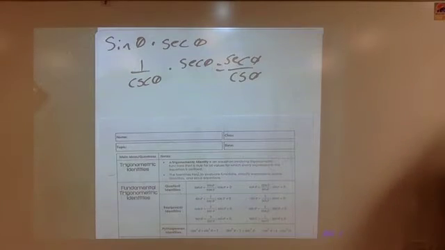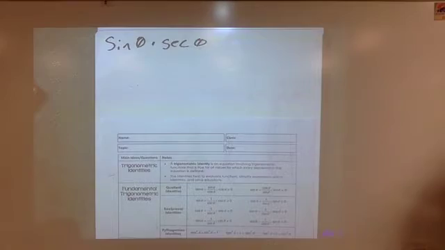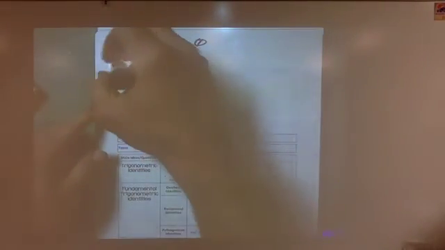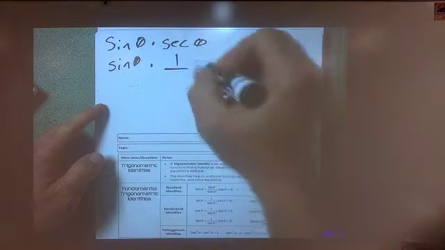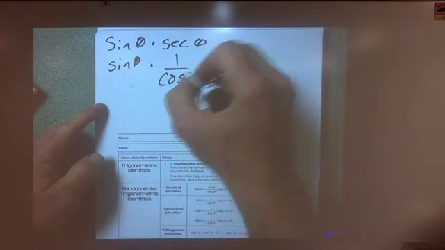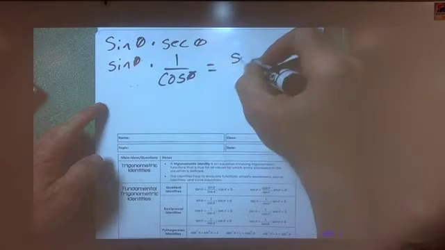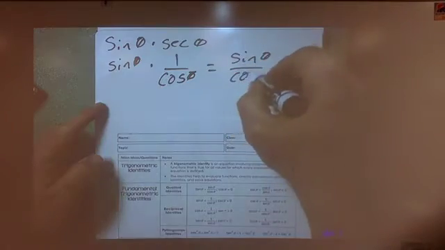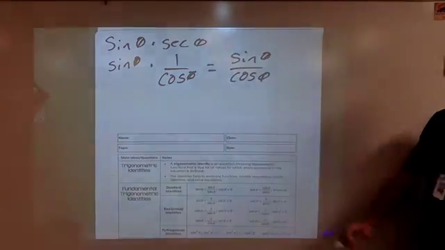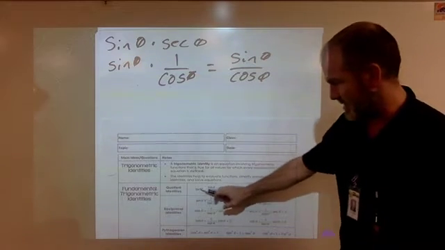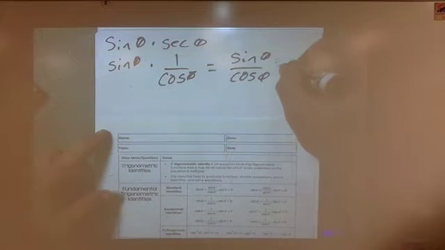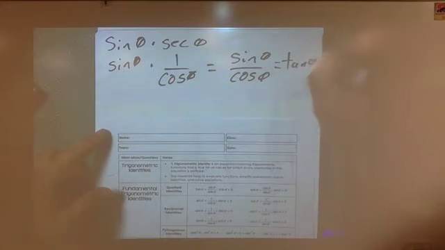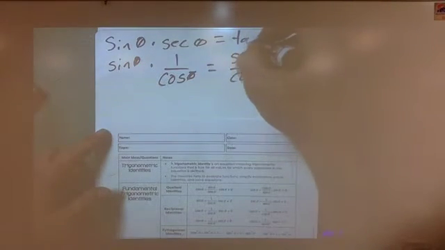So let's not sub out the sine, let's try and sub out the secant. And secant is 1 over cosine, so we keep the sine, we sub out the secant for 1 over cosine, multiply those together, and you get sine over cosine. And that is something. That's right here. Sine over cosine is the same thing as tangent. So therefore, this whole thing is equal to tangent theta. That's how this simplifies, tangent theta.